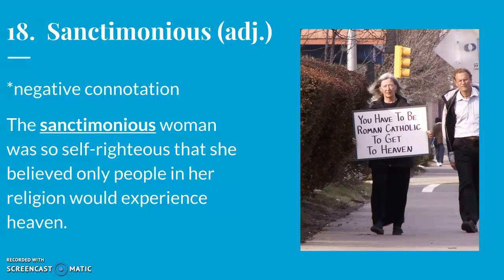So a good sentence to connect to this picture: this woman is holding a sign that says you have to be Roman Catholic to get to heaven. So this is her being sanctimonious because she thinks what she believes is better than other people's beliefs. So to write a sentence for that picture, it states, the sanctimonious woman was so self-righteous that she believed only people in her religion would experience heaven.